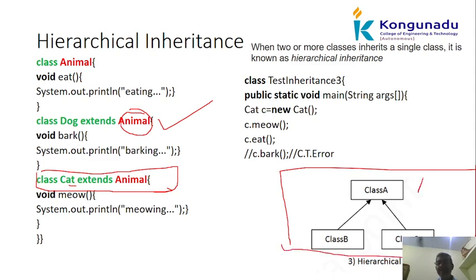Class A is Animal, class B is known as Dog, and class C is known as Cat. By using object creation, you can access the methods and get the output.